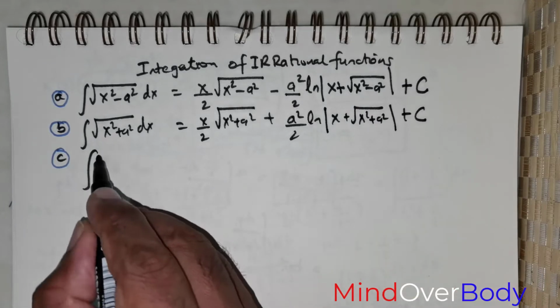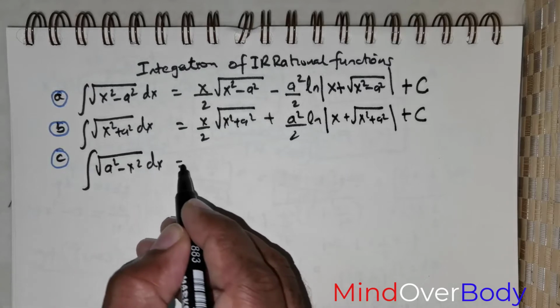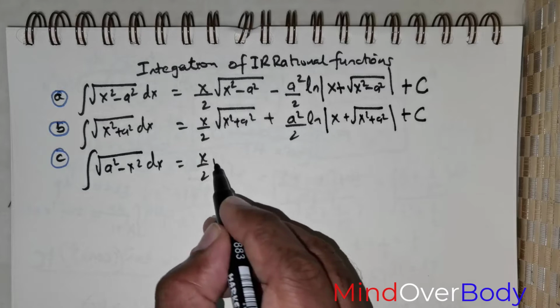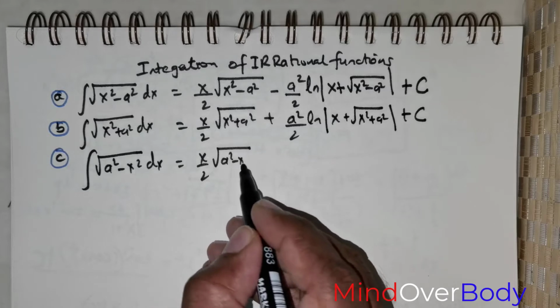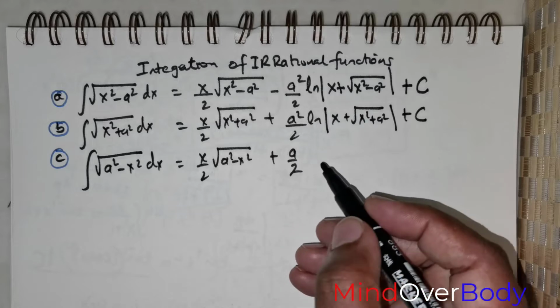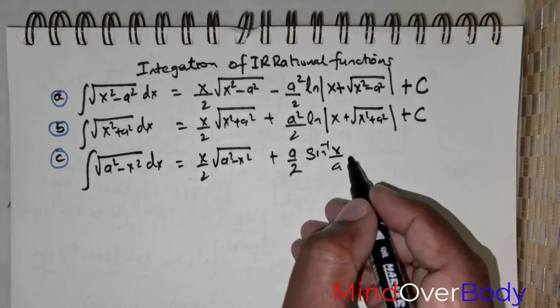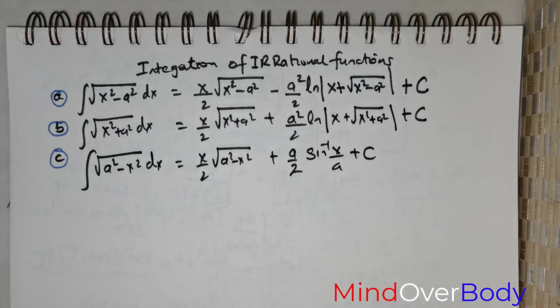The next one is root of a squared minus x squared times dx. This is equal to x over 2 root of a squared minus x squared plus a squared over 2, and in this case it is sine inverse of x over a, plus arbitrary constant c.